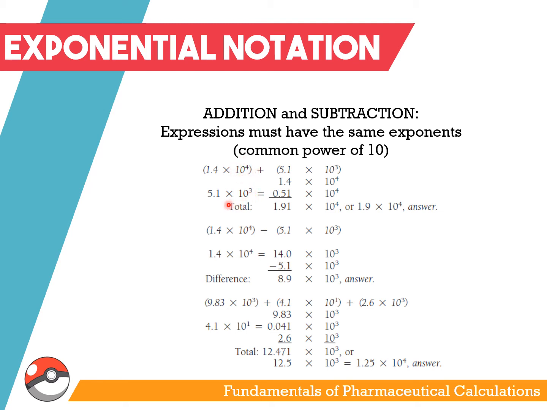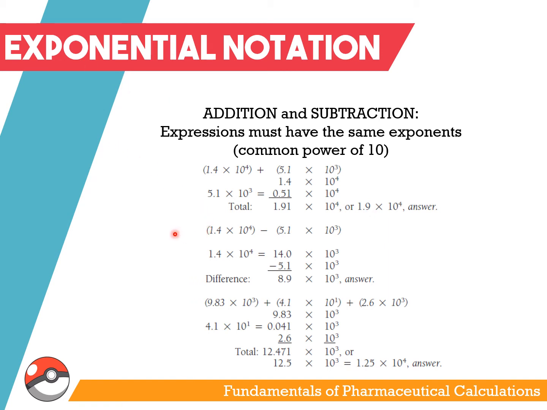So we had 1.4 times 10 to the fourth power, and we converted 5.1 times 10 to the third power into 0.51 times 10 to the fourth power. So it means that they are equivalent. So since now they have the same exponents, we can simply perform the operation. So 1.4 plus 0.51 is 1.91 times 10 to the fourth power, or simply 1.9 times 10 to the fourth power.